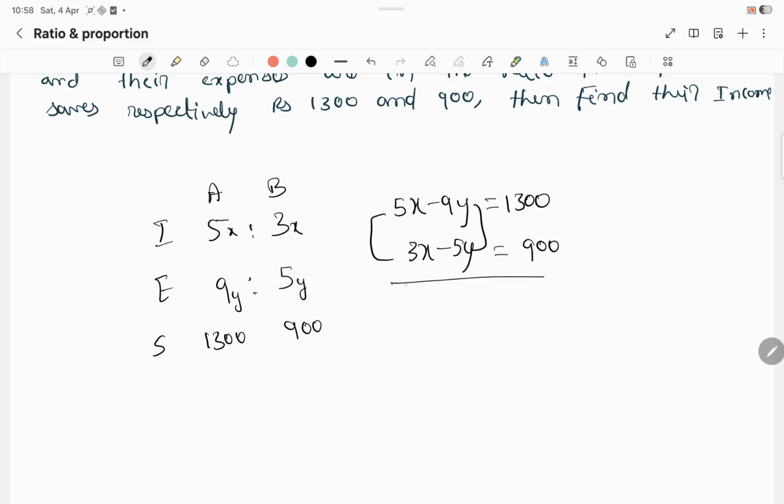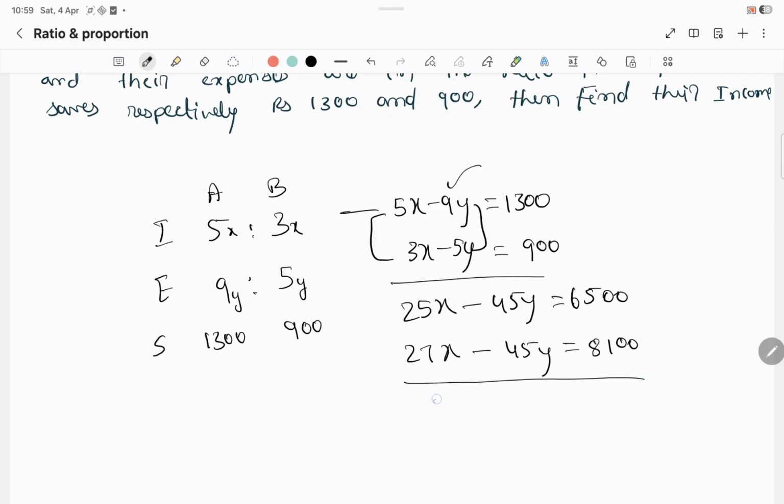So multiply the second ratio by... we have to eliminate the y value. Take the LCM of 9 and 5, that is 45. Make the y coefficient in the first equation 45. Multiply by 5: 25x minus 45y is equal to 6500. Multiply the second equation by 9: 27x minus 45y is equal to 8100.